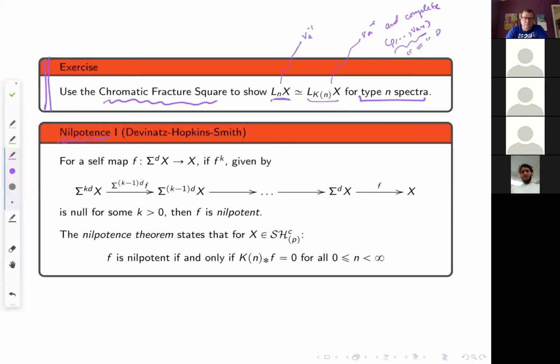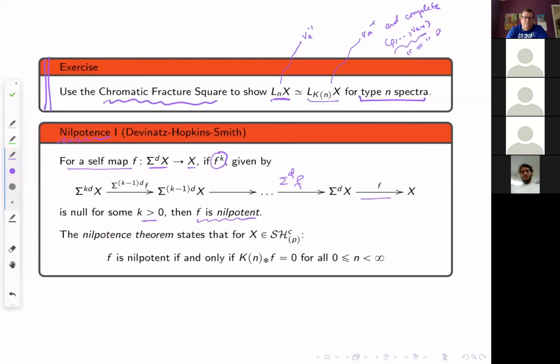So the theorem says, if you have a self map, which is a map from a suspension of x to itself, you can look at f^k, the iterates of this self map. You do f, then you do it again, and so on, k times. And if for some k this is null, then we say that f is nilpotent.